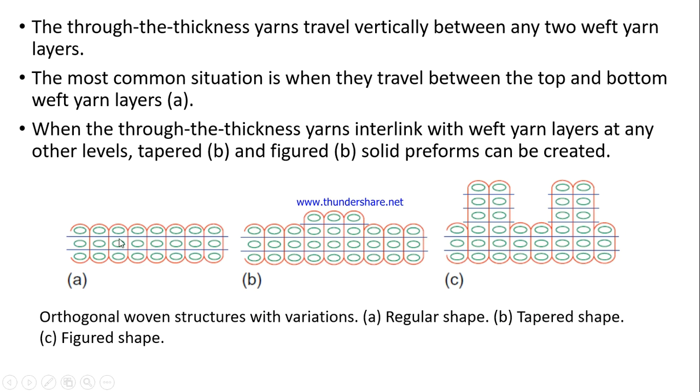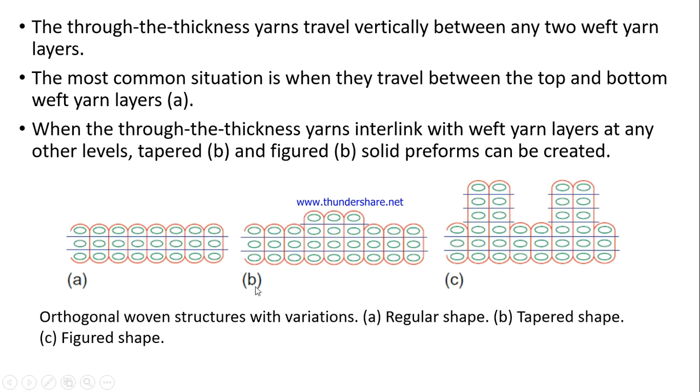Okay, these green color circles, they are the weft yarns, and the red yarn actually binds through the thickness. Okay, this is the most common type. When the through the thickness yarn interlinks with the weft yarn layers at any other level, either tapered or figured solid preforms can be created. Either tapered or figured 3D fabric can be created.